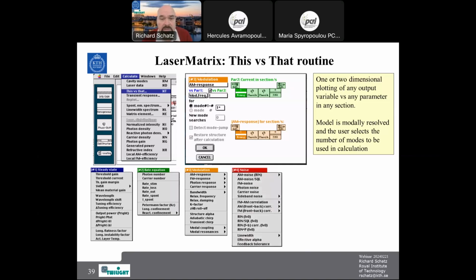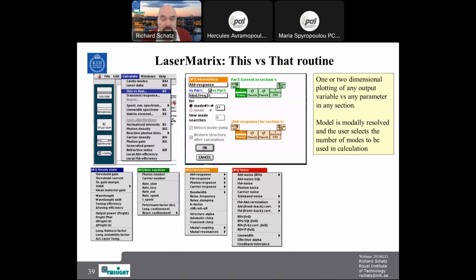When it comes to noise, it's the same. You have AM noise, FM noise, photon noise. You can also calculate the spectrum here above threshold, taking into account the carrier fluctuations. Then you can calculate correlation between different noises, and then also relative intensity noise, of course, at low frequencies. So it's possible, for instance, to simulate squeezing, multi-mode squeezing with this model, and I think it's the only model that can do that.